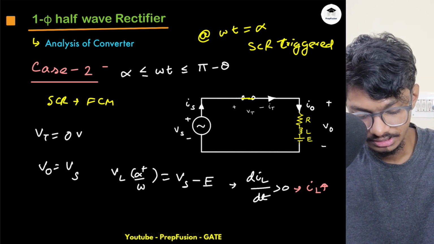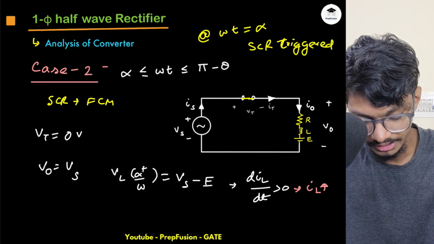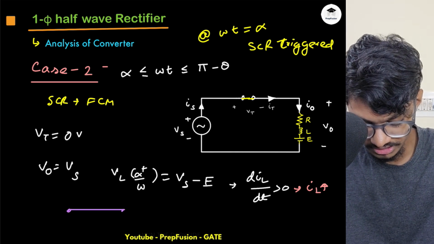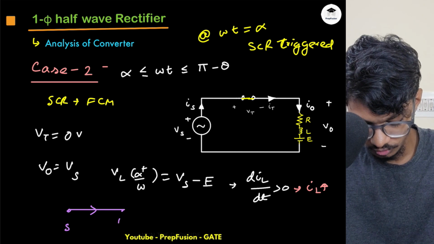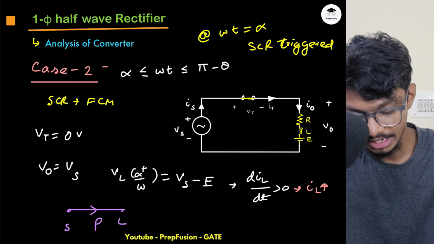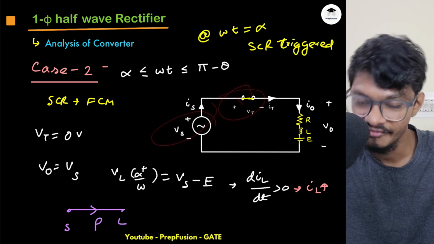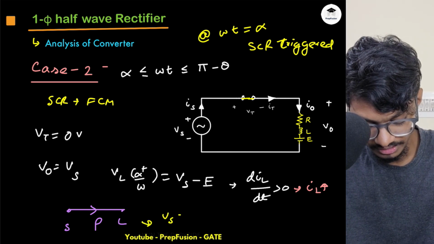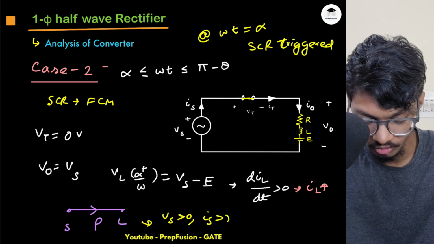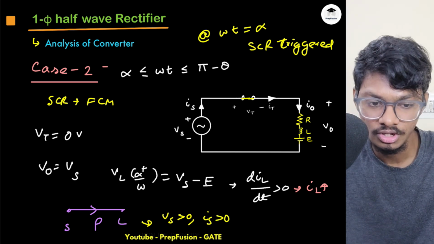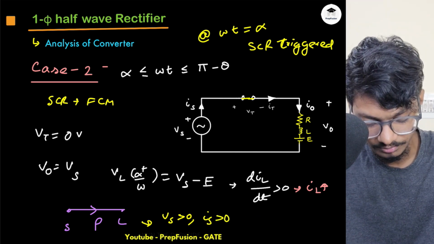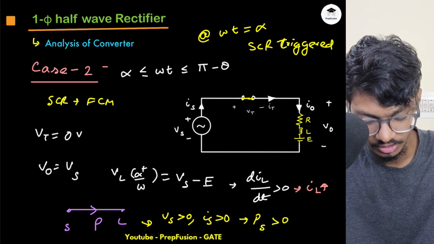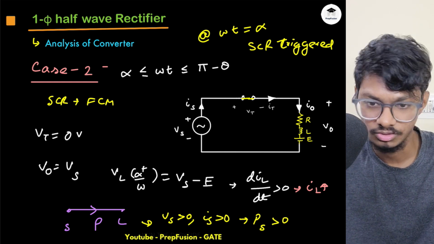That means my inductor is energizing. And what is the direction of power flow? Direction of power flow is simply from source to load. Why? Because IS can only be positive, and VS is already positive, right? VS is already greater than 0, and IS can only be greater than 0, can never be less than 0. Hence my supply power PS will be greater than 0. It will not absorb, it will deliver power, right? So all these things are there.